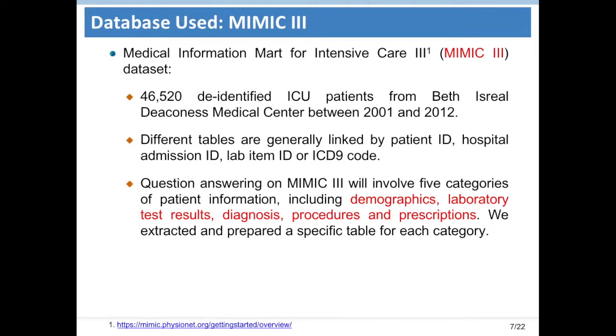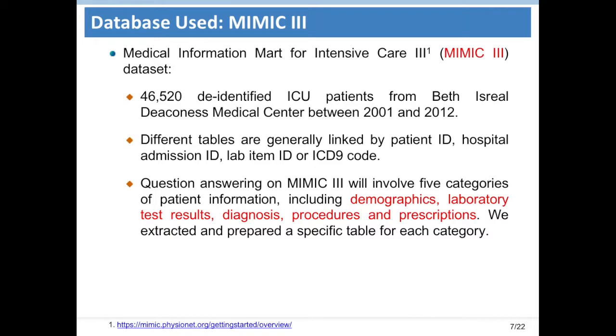Before talking about how we generate the dataset, here I provide some basic information about the EMR data used in our work. We are using the public MIMIC3 dataset with de-identified patient information. We extracted 5 categories of patient information, including demographics, lab tests, diagnosis, procedures, and prescriptions. For each category, we prepared a specific table. These tables are linked by patient ID and admission ID. Next, I will talk about how we generate the MIMIC SQL dataset based on this dataset.